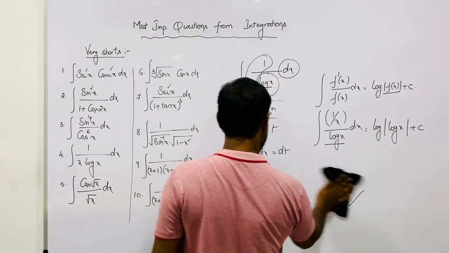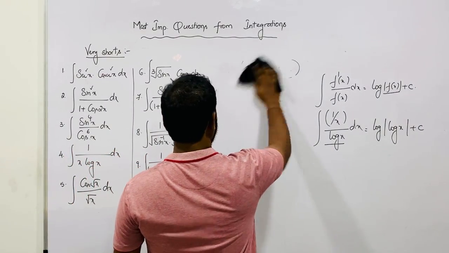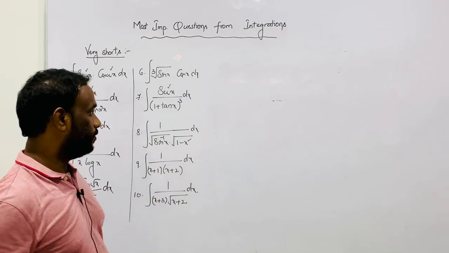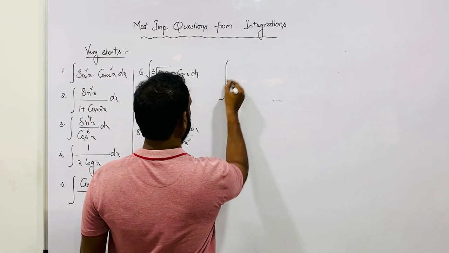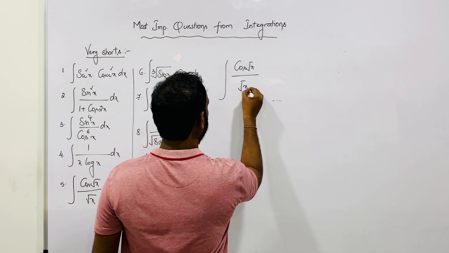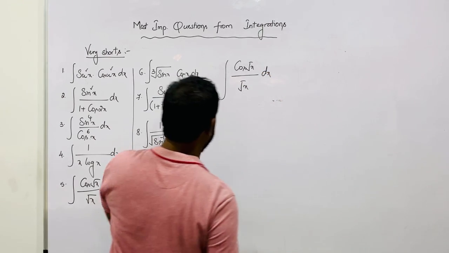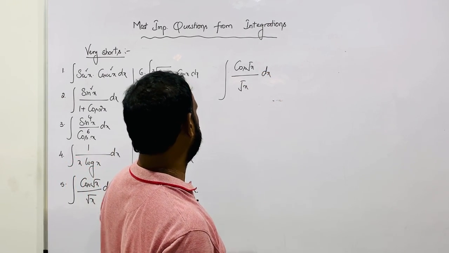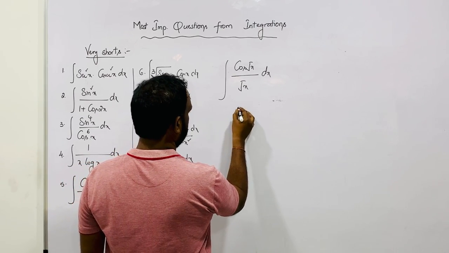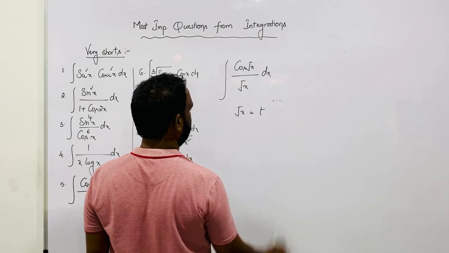Next, let us take the next problem, that is the cos root x problem. Integral of cos of root x divided by root x dx. This problem can be easily solved by the same substitution method. Let us take root x as t.